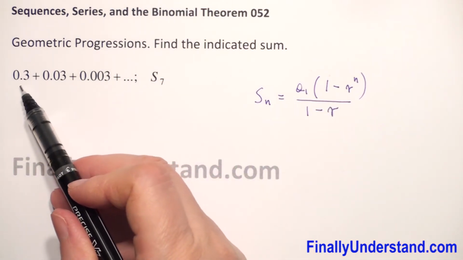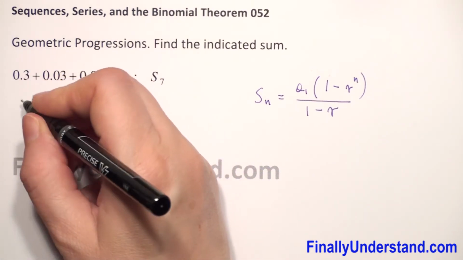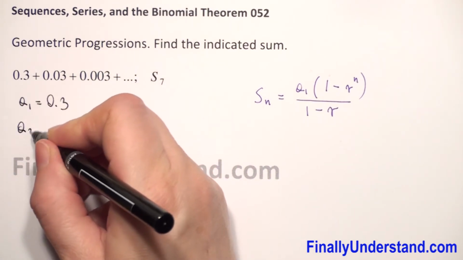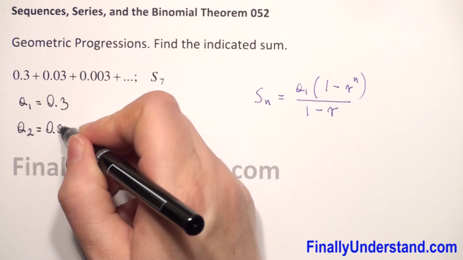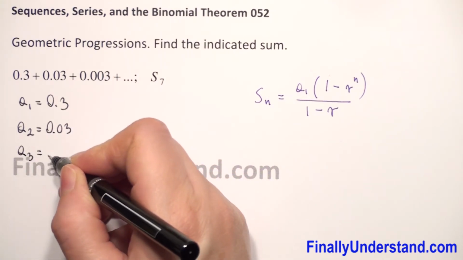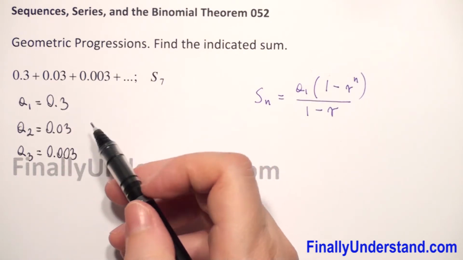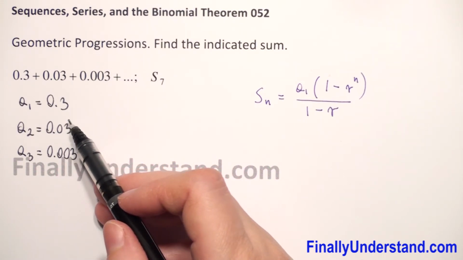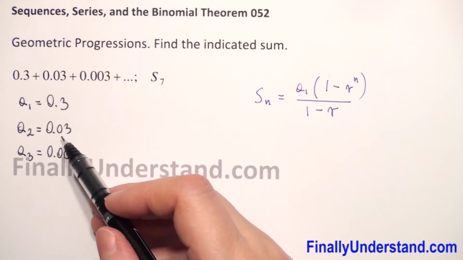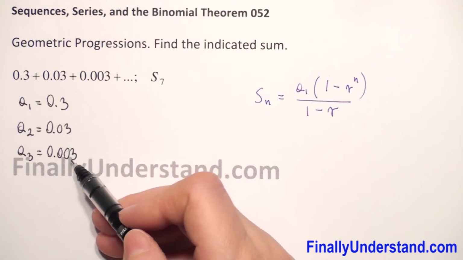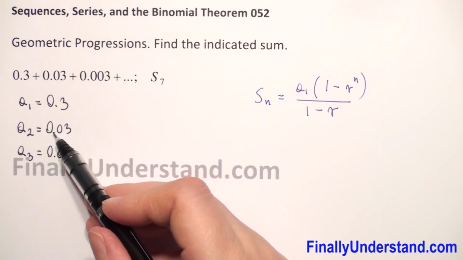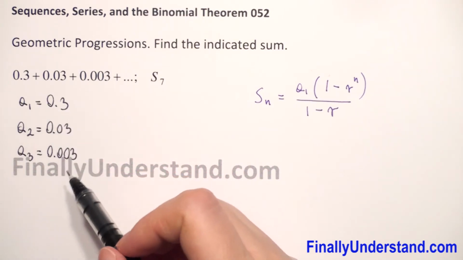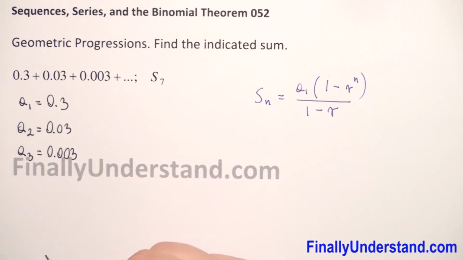We have the first term, a1, which is 0.3. The second term is 0.03. The third term is 0.003. So we see that when we multiply the first term by 1 over 10, we get the second, and when we multiply the second by 1 over 10, we get the third, because the decimal point is moved to the left by only one digit. So the common ratio will be 1 over 10.